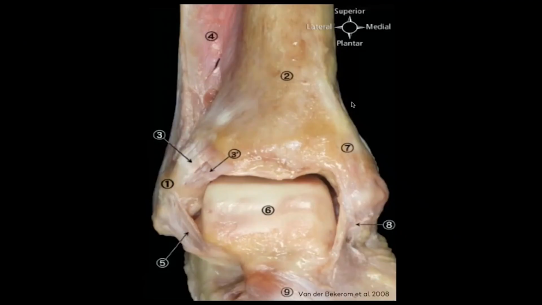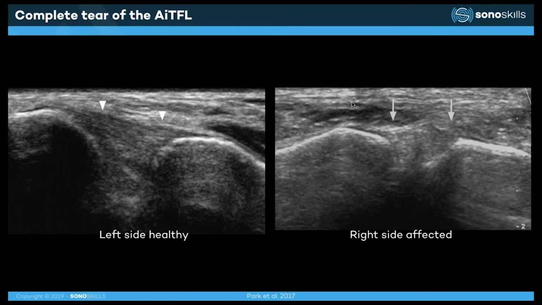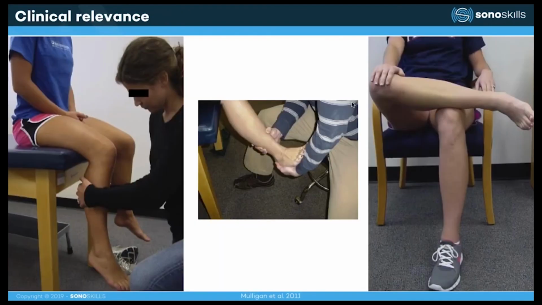The tibiofibular ligament, number 3 in the screen, is also a ligament which you want to check out. And in this case, we can see a complete tear of the ligament. You can see that the left side is healthy, the right side is affected, and you can see that the nicely aligned fibers of the left side are not recognizable anymore in the right image.